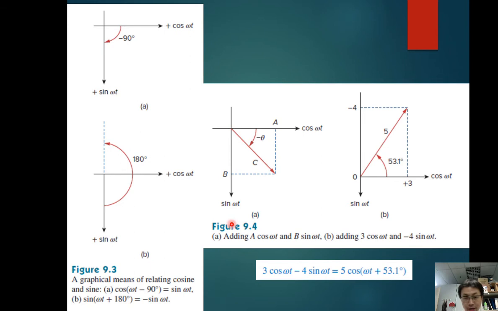And then we also can add them up. For example, I want to add A cosine omega t and B sine omega t. When I add them, we have a C vector. We also can add 3 cos omega t and negative 4 sine omega t. So 3 cos omega t is on the x-axis, and with the negative sine omega t, I have a vector like this. So this is how we add or subtract sine and cosine functions.